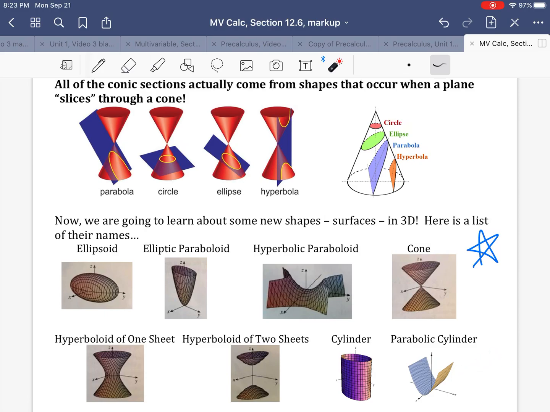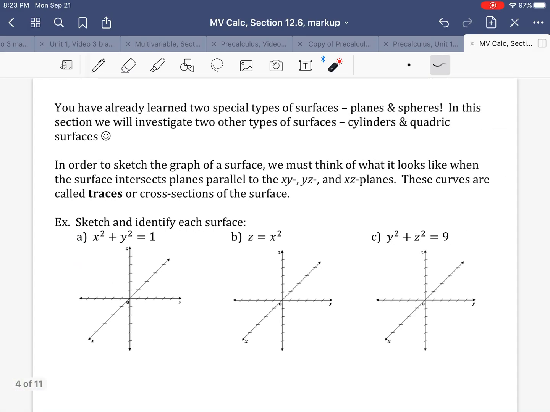All right, so we're going to start off with some of these easier ones that you know a little bit and see how to draw them. So you've already learned two special types of surfaces, planes and spheres. And frankly, we've already done cylinders as well. So what we're going to learn is how to draw these, because you're not always going to have something there to graph it for you necessarily. I guess with virtual school you might actually have that. But anyway, you're going to learn it with traces, okay?